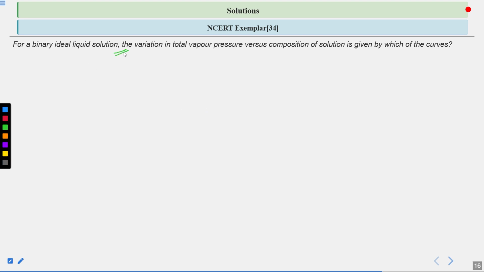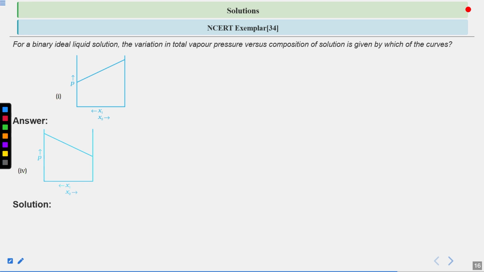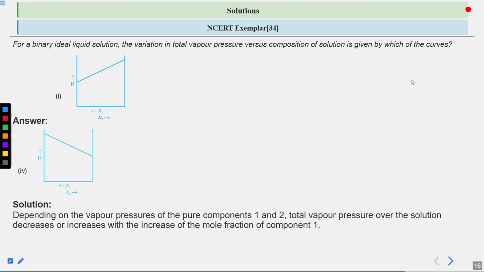So for this given question, the correct answer is the first graph and the fourth graph. Now how? Let's see. It depends on the vapor pressure of the pure components, first and second. So first of all, let's rewind: what was the vapor pressure?